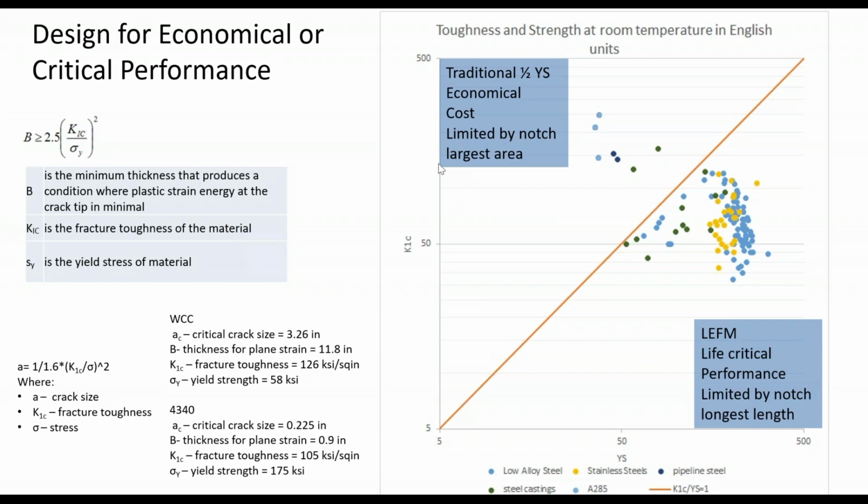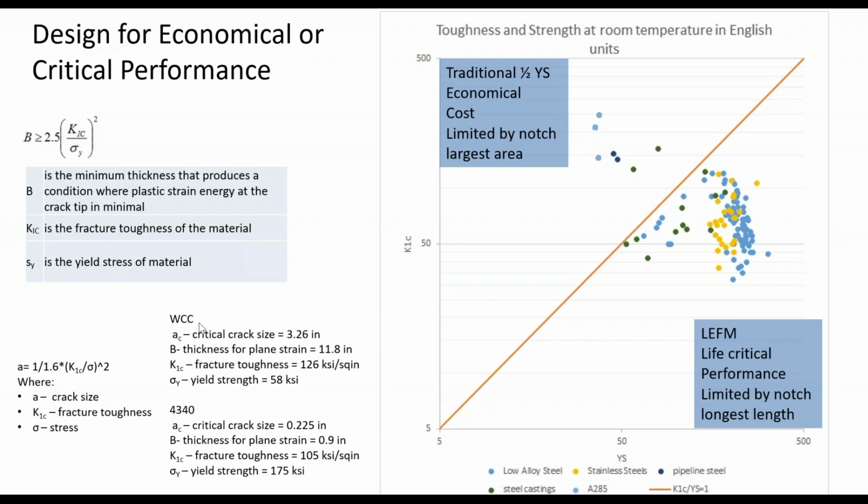And so one of the nice things you can do is plot the fracture toughness in English units versus the yield strength in English units. This is 50 KSI, and you can see that this line is drawn at 1, and because of the fracture toughness relationships, you can actually look at the critical flaw size and the thickness you need to be worried about. The thickness you need to be worried about is calculated by B. The critical crack size is calculated by A.